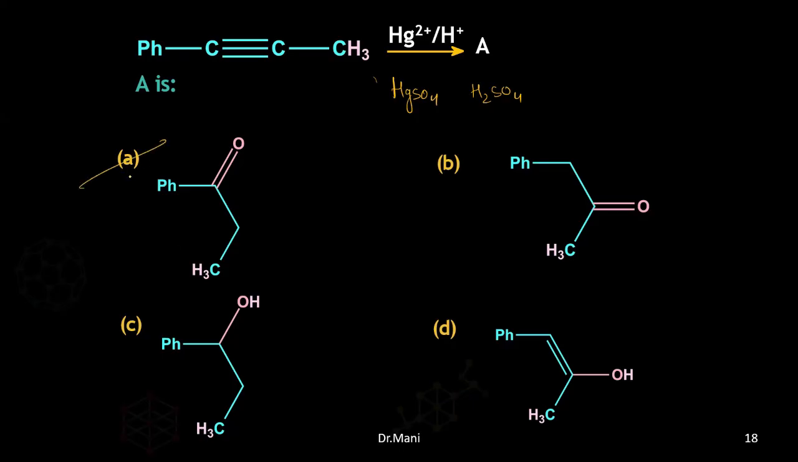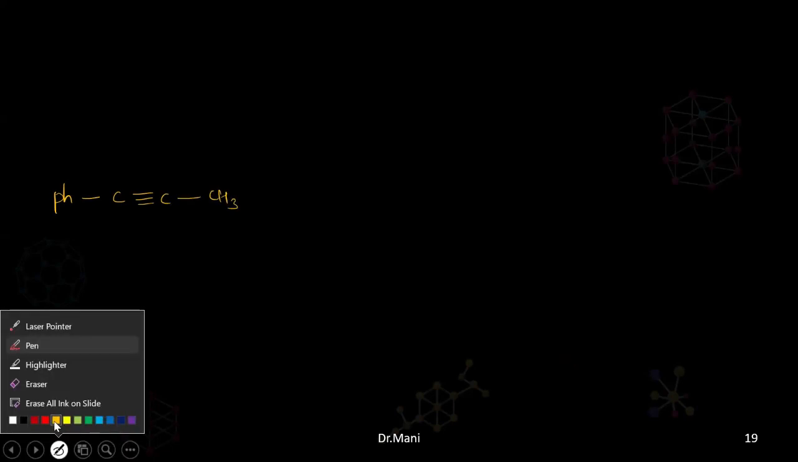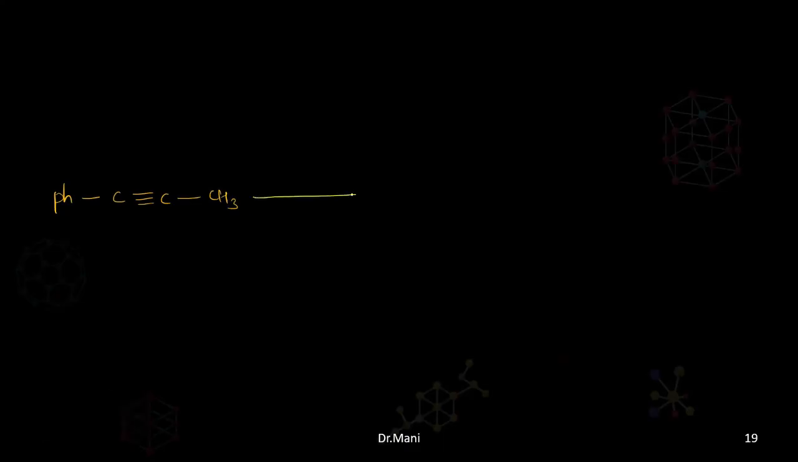So see here how it will happen. For suppose it's given this way. So Ph, which is nothing but a phenyl group, C triple bond C and then CH3. So in the presence of mercury sulfate and sulfuric acid, they will provide Hg2+ and H+. So just remember, if they mention only Hg2+, you don't think that you don't know this reaction. It's nothing but HgSO4. And here H plus means nothing but H2SO4.